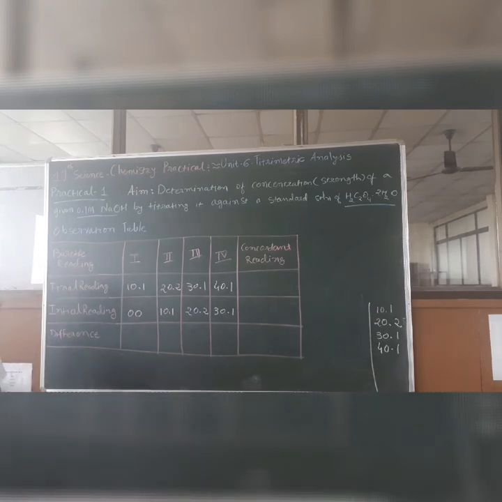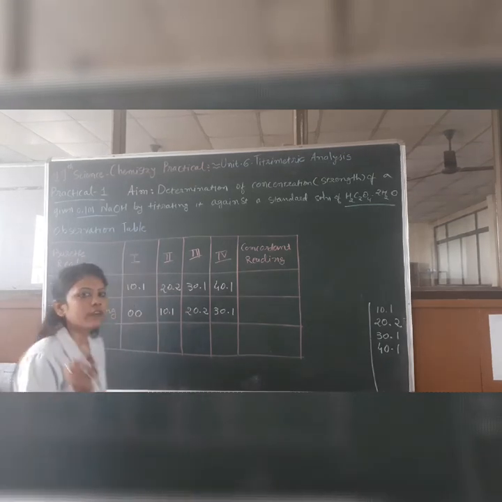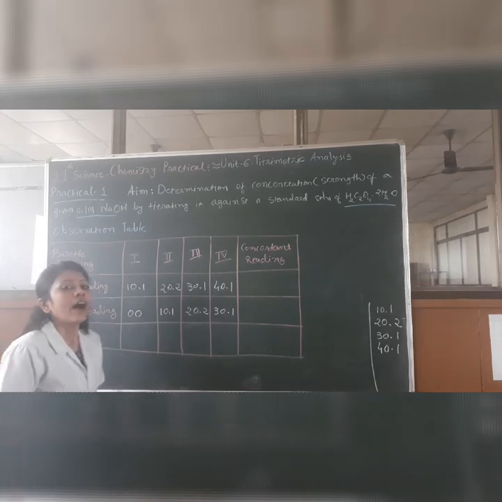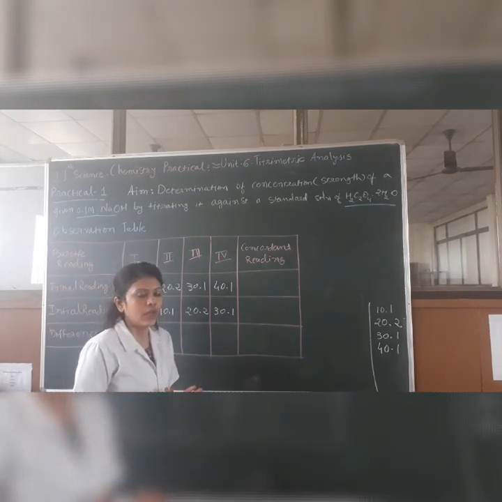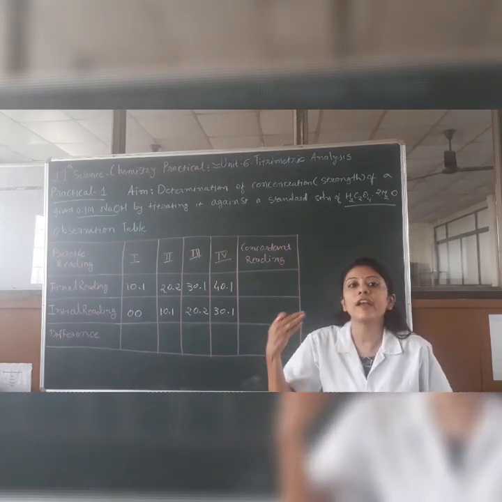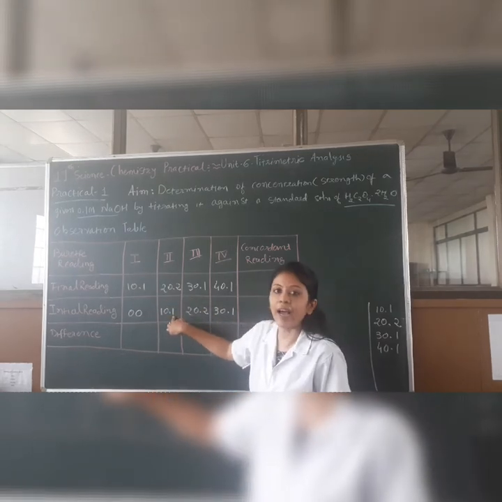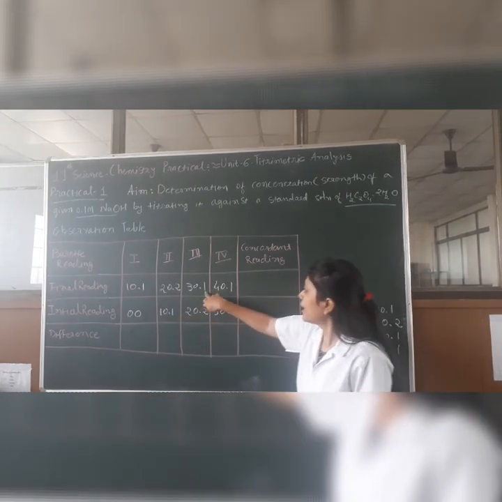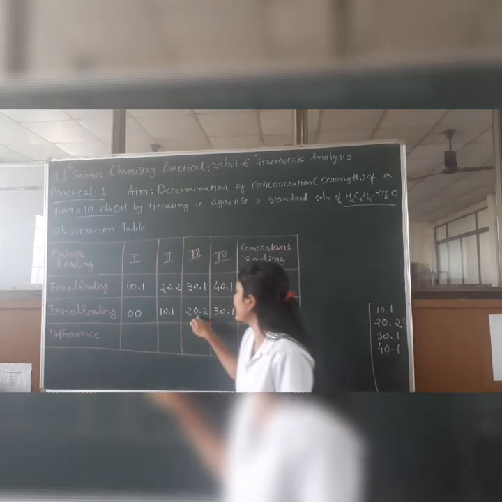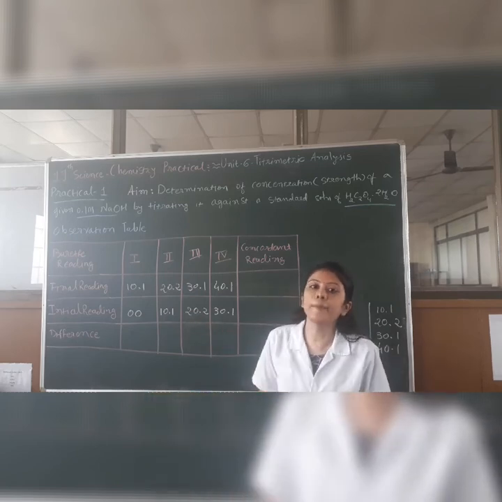I am explaining again. First we have set 0. Then we have taken the first reading, 10.1. After that we continue from 10.1. Then we have taken the second reading, 20.2. That's why we write 10.1 here. Third reading, 30.1. Then the initial reading here is 20.2, because we have continued from 20.2.